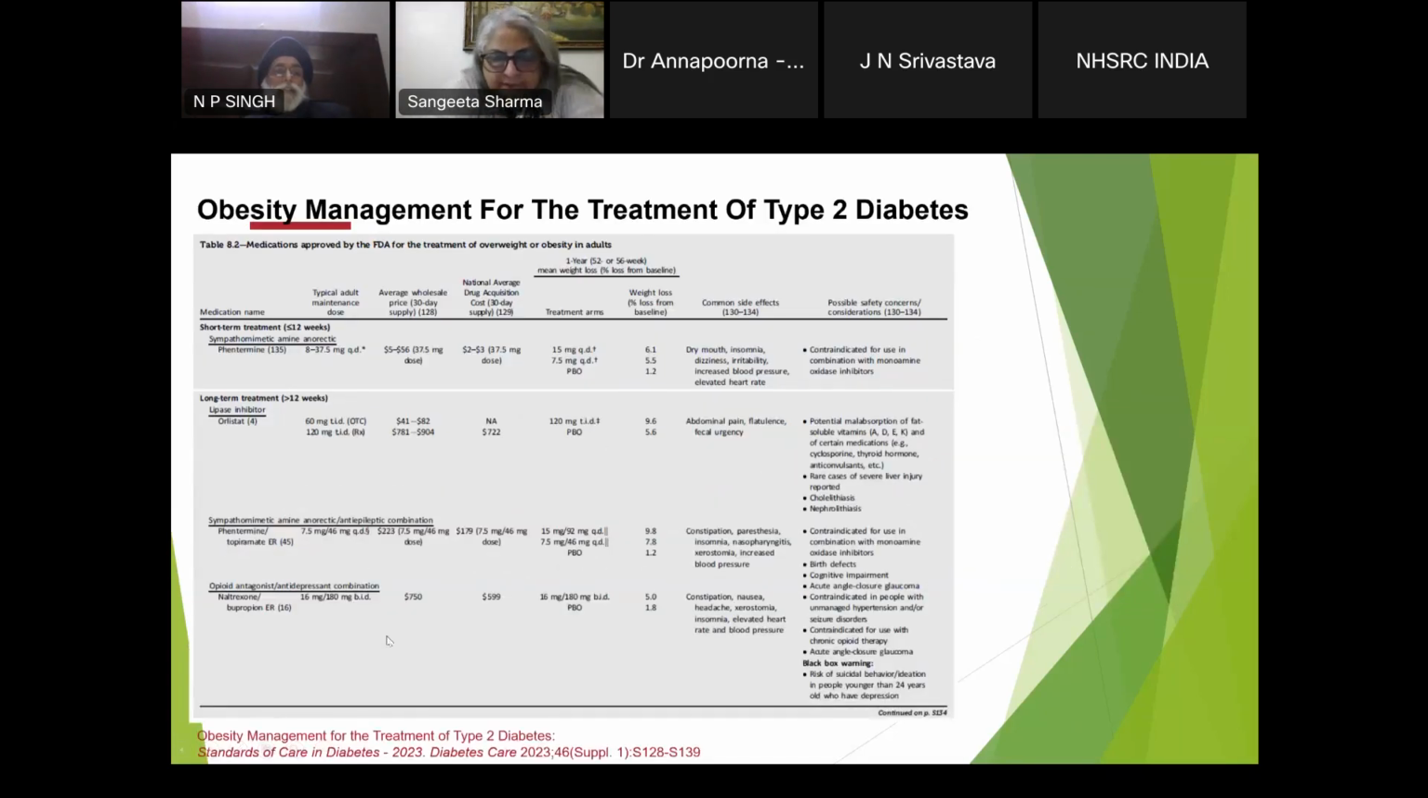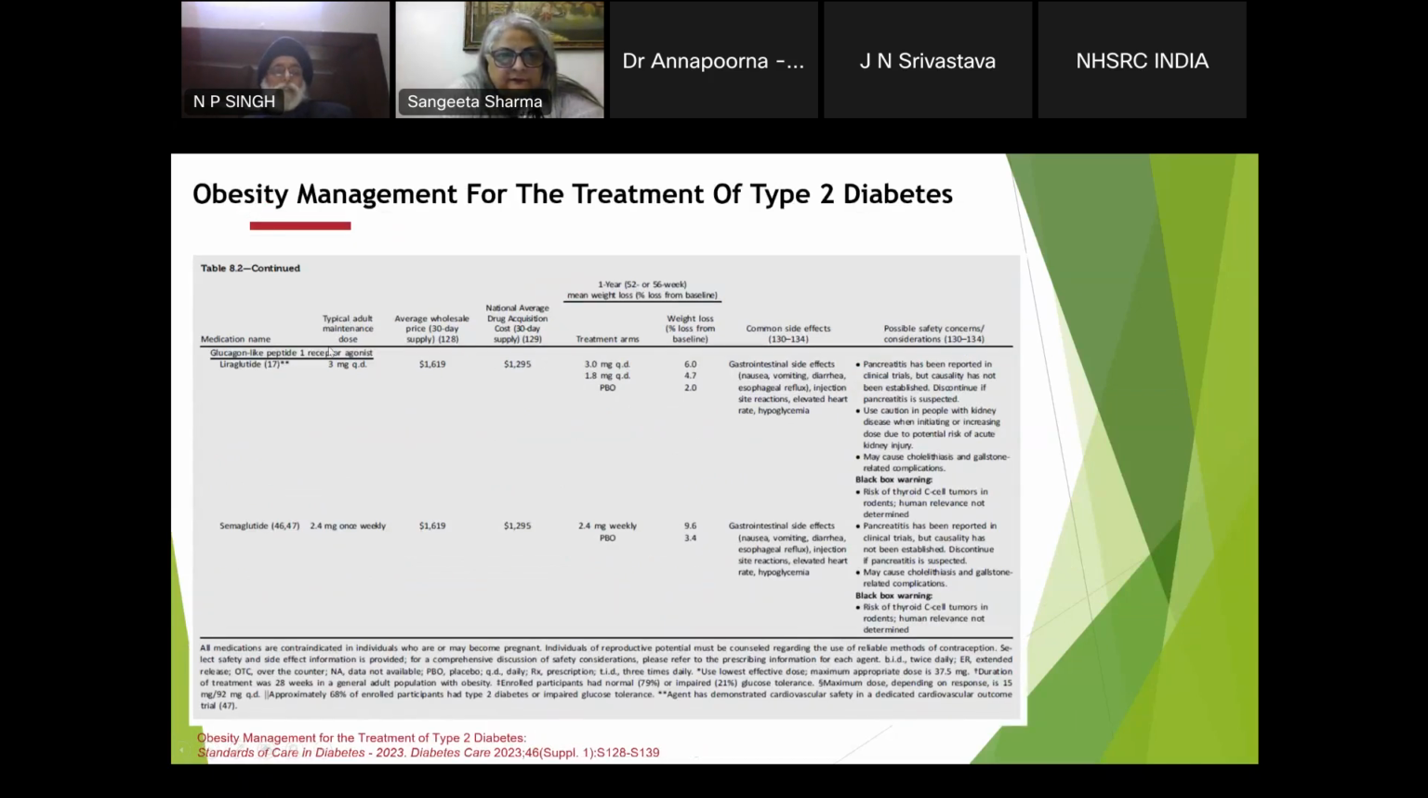And these are some of the drugs. Orlistat we know, and we know about certain newer drugs available, but the drugs which are addressing both the issues are the GLP-1 receptor agonists. Again, not only do they control your blood sugars, but they can also be a very effective tool in reducing your weight as well.